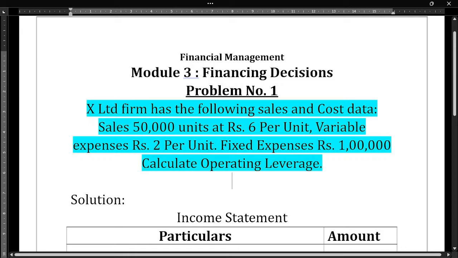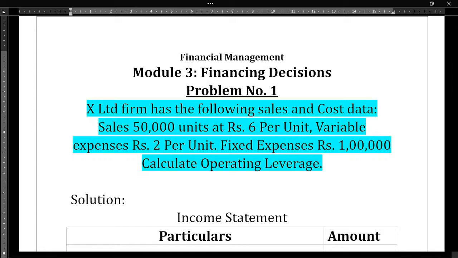From this particular video, we'll be starting to solve the problems in the third chapter, that is financing decisions. The question is on the screen. Please take the screenshot of the question, or at least pause the video and write down the question, so that if you solve with me, then you will easily understand how to solve this type of questions in the examinations. Now let me read the question.